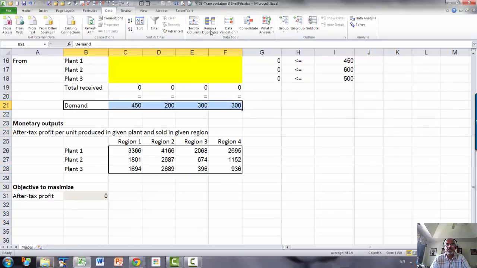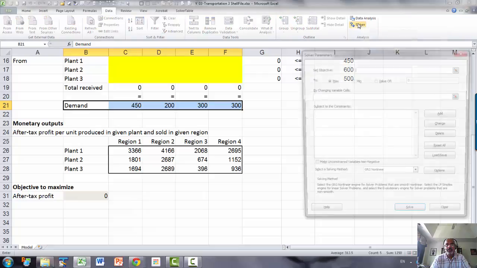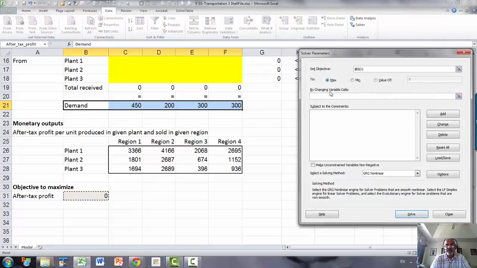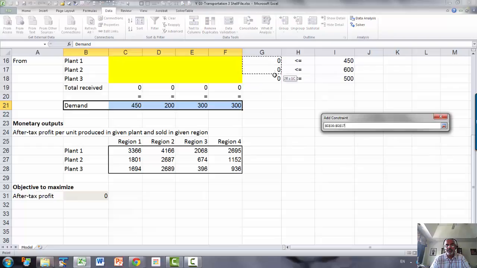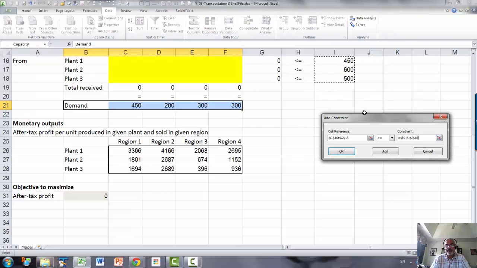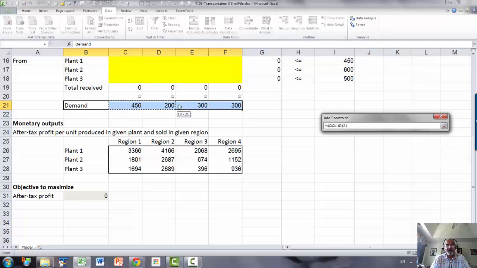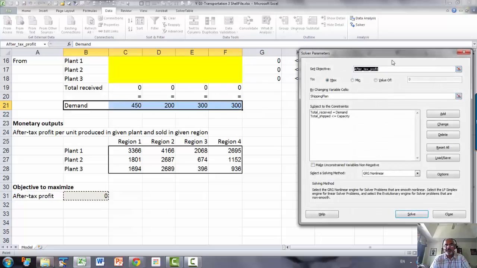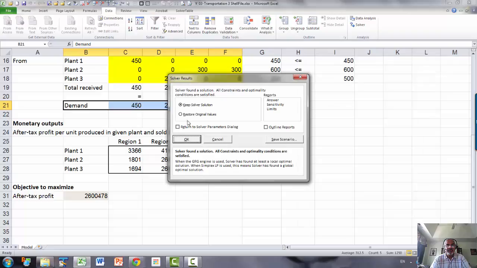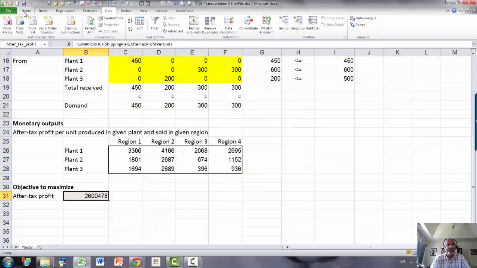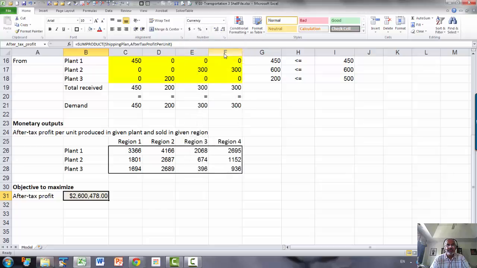Okay, now let's run Solver. We want that to be maximized now. Changing cells, and the constraints are the same as before. Okay, change that, solve, and we have a solution. Let's change the format for this, and we'll get rid of the decimal places. So that's our after-tax profit.